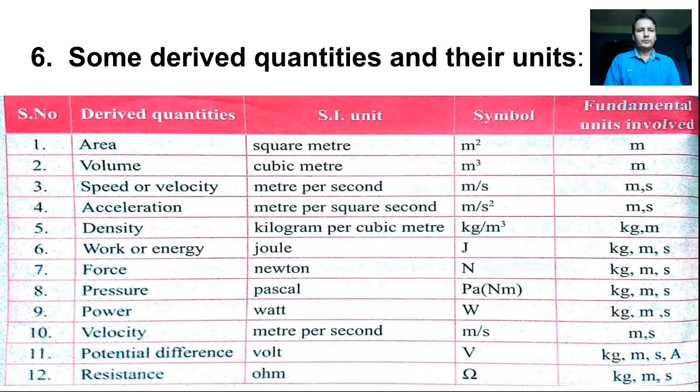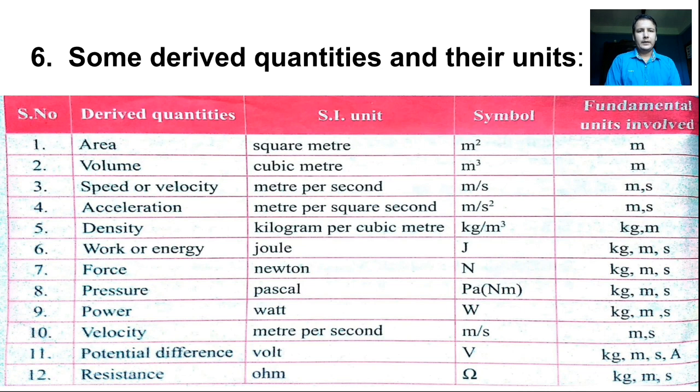Second one, volume. The SI unit of volume is cubic meter, symbol m cube. There are 3 meters involved, m times m times m. Number 3, speed or velocity. The SI unit of speed or velocity is meter per second, symbol m per s. So the fundamental units involved in it are m and s.